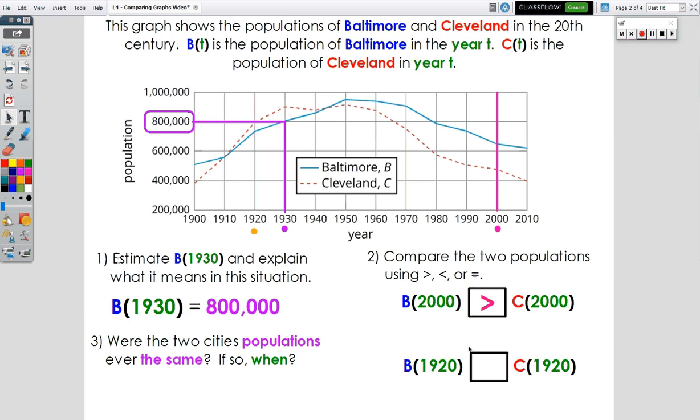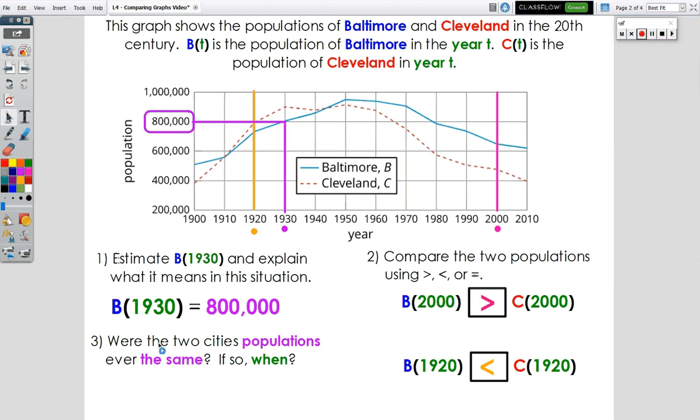Well, what about in 1920? Let's look over here. If I look at these two lines, I can see that my Cleveland line is bigger because it's up higher, and my Baltimore line is smaller. It's less than, because it's below it. So what I would say is the Baltimore population in 1920 is less than my Cleveland population in 1920. And you'll notice I did this one without even looking at the specific populations. I could just know that if it stops here, then this line is going to be higher. It's going to have a higher population because it's higher on my graph.